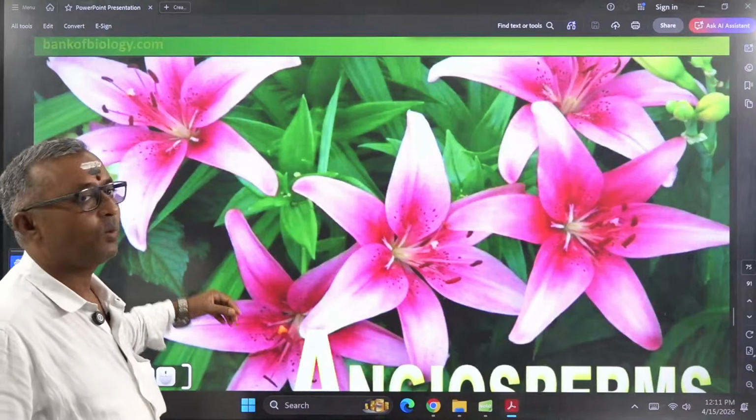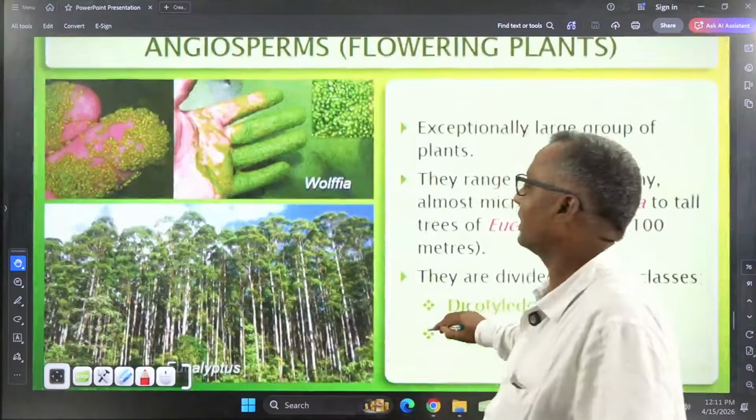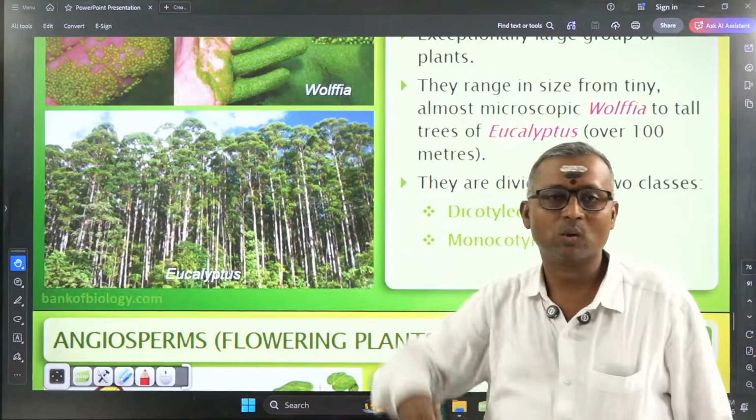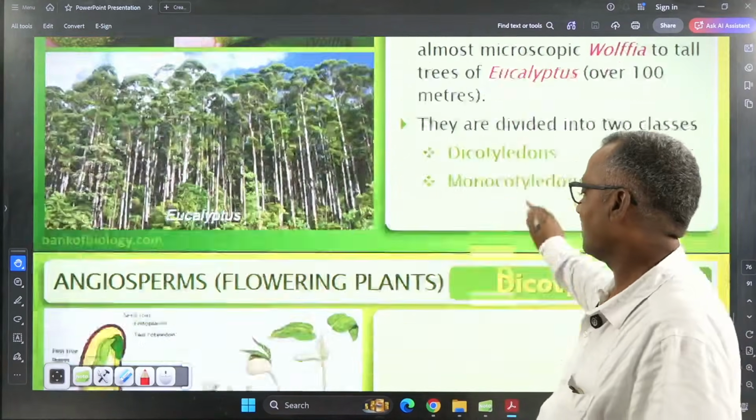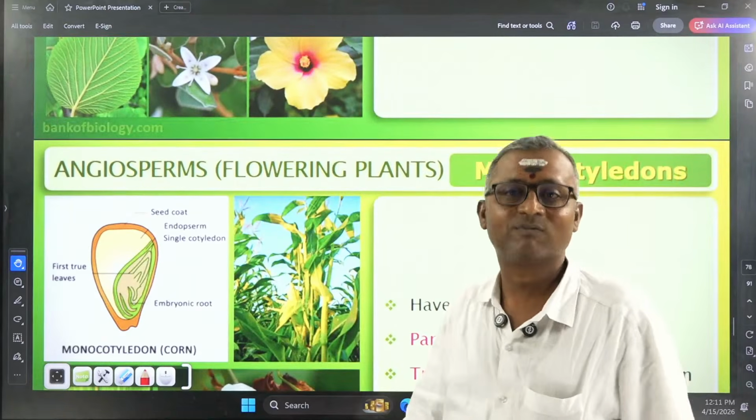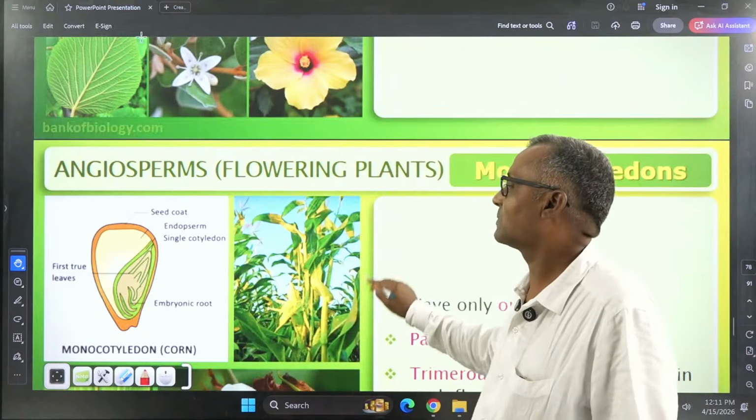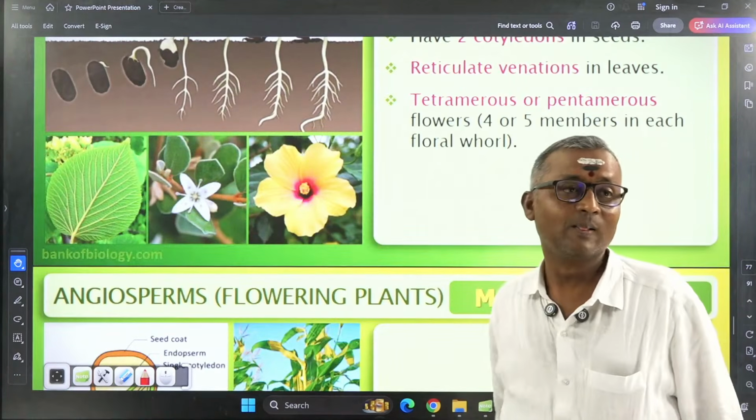I think you are aware about angiosperms. Angiosperms are very common. Now you can take eucalyptus. So many examples are there. These are all the angiospermic plants. You can also call them flowering plants. These are the angiosperms. I think you are aware about this, right?